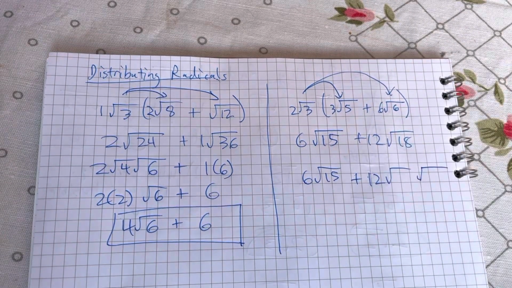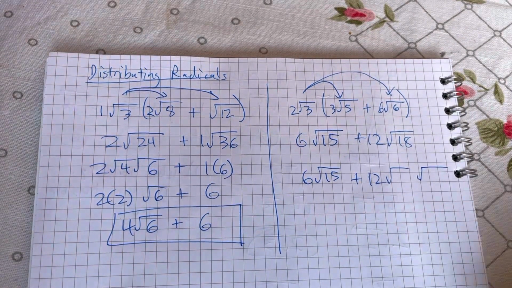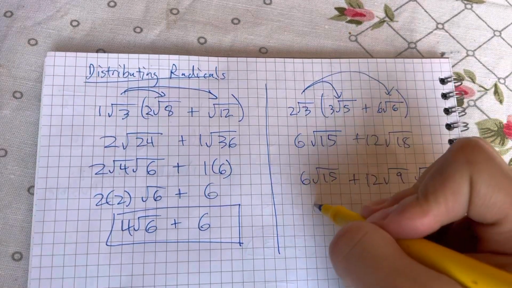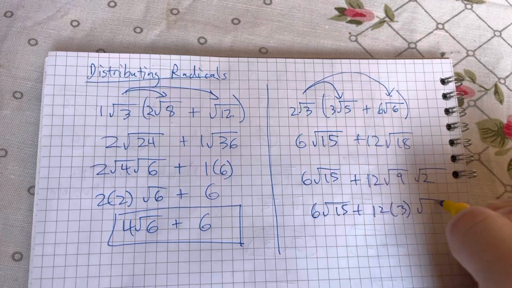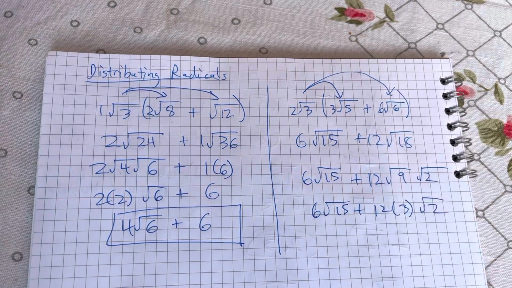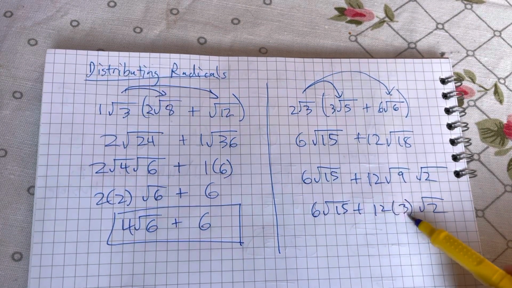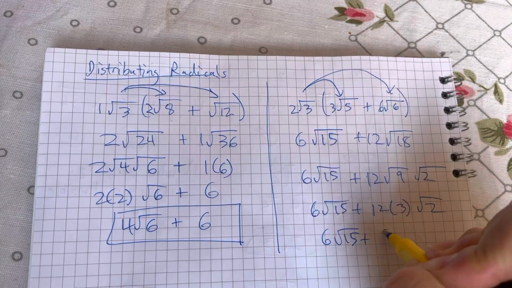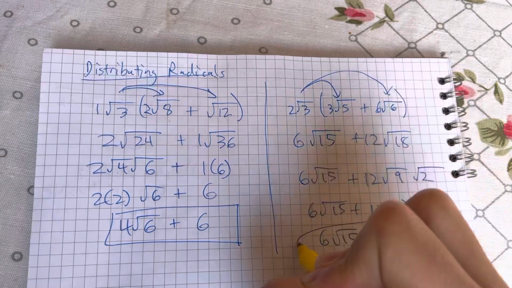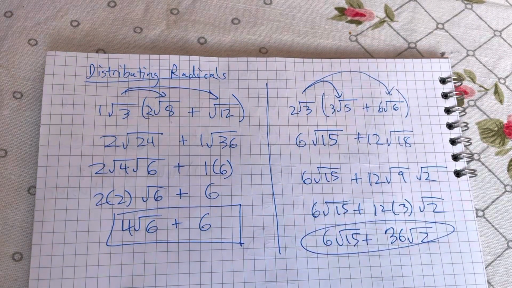I know it's divisible by a perfect square. What is the highest perfect square? It's going to be 9 and 2, and therefore the correct final answer is going to be, simplifying this, the square root of 9 becomes simply 3, and then you just do 12 times 3 is going to give you 36. So the correct final answer is going to be this: 6 root 15 plus 36 root 2.